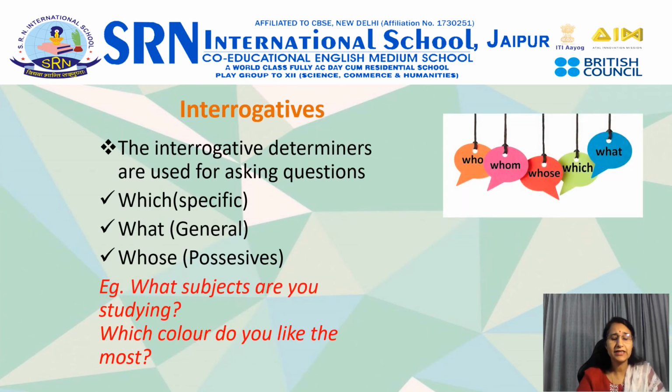Now moving on to the next, it's interrogatives. Interrogative determiners are used for asking questions. Most of the WH words, or almost all the WH words, come in this category. Like what subjects are you studying? Which color do you like the most? Or whose house is this? So basically when you are asking a question and any WH word is used in the beginning of a statement, these are the interrogatives.